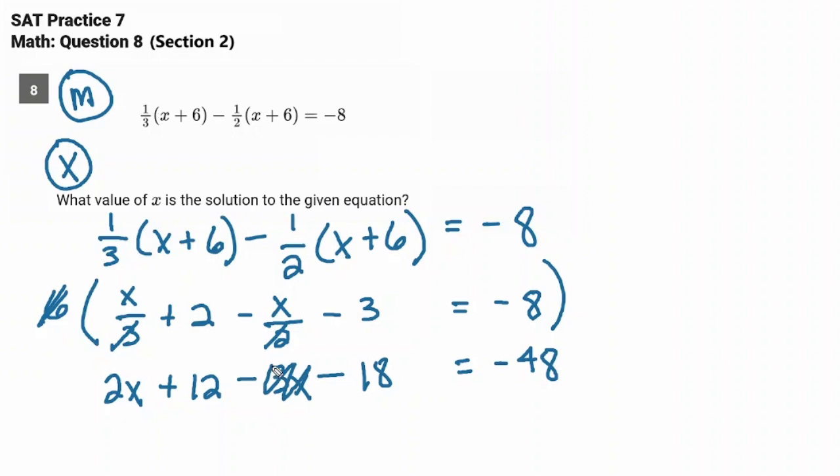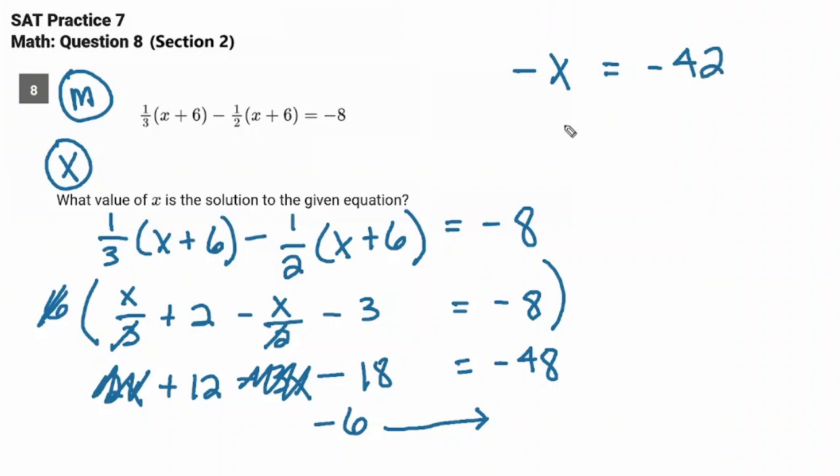Combine your x's, negative 3 and 2. So you get to negative x. 12 minus 18, what's that? Negative 6. It's going to kind of shortcut this. I'm going to move it across the equal sign. It's going to become positive, so it's negative 48 plus 6 equals negative 42.